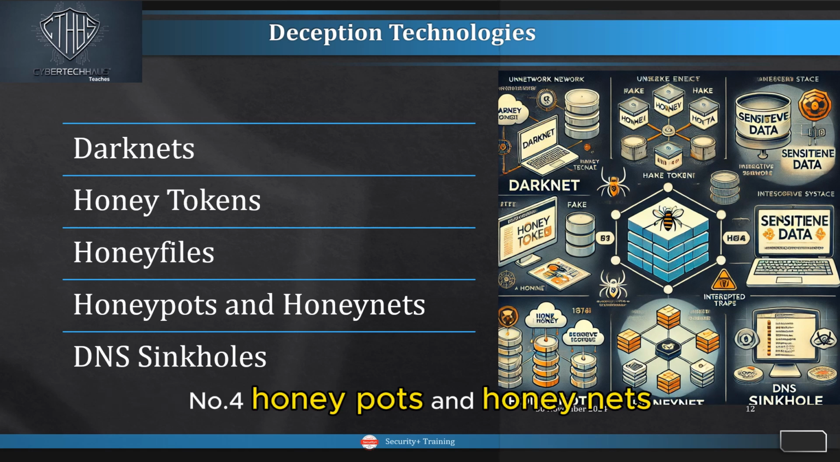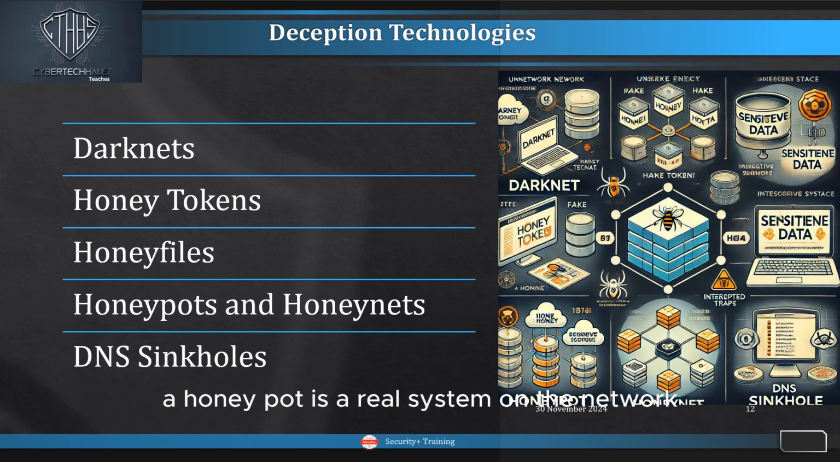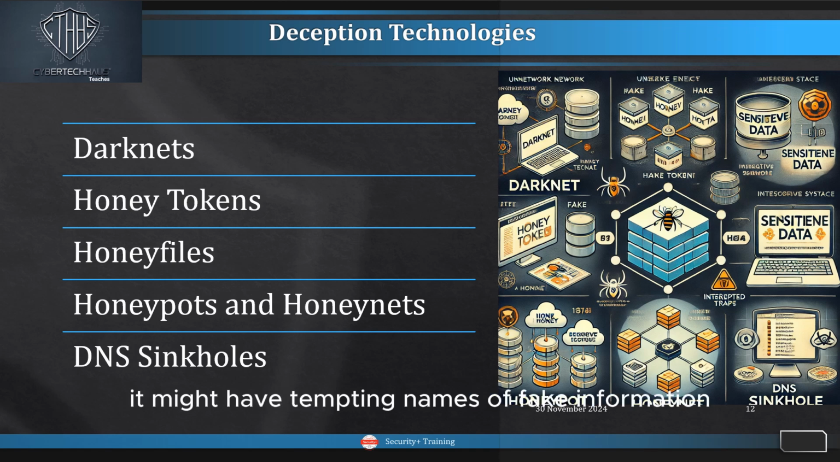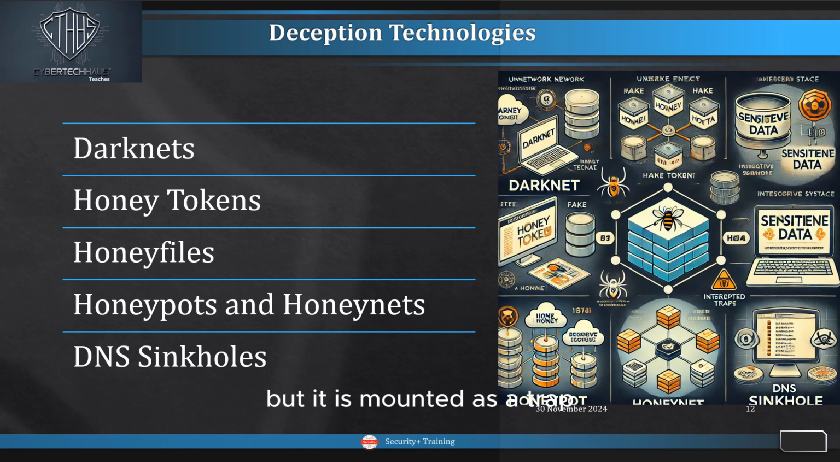Number 4, honeypots and honeynets. A honeypot is a real system on the network that is set up to attract attackers. It might have tempting names or fake information, but it is monitored as a trap. When an attacker tries to break into a honeypot, it alerts the security team. Honeynets are collections of honeypots across the network, creating a larger trap for attackers.